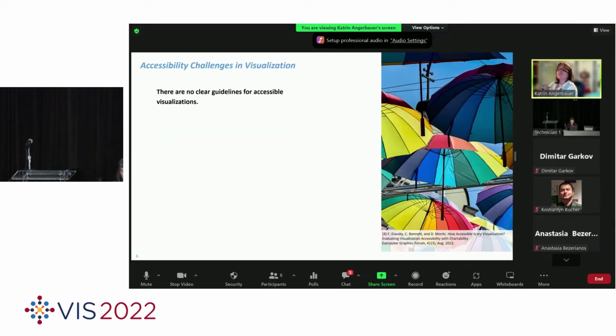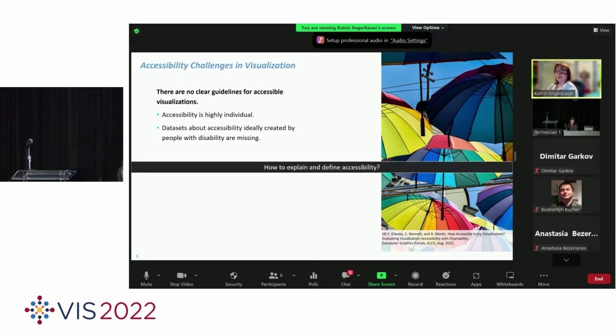So finally, to the challenges within visualization. Currently, we don't have clear definitions yet of what are accessible visualizations, because accessibility is highly individual and we're currently still lacking data sets about accessibility that are ideally created by people with disability. So explaining and defining accessibility is not that easy, which I also discovered in my own projects.